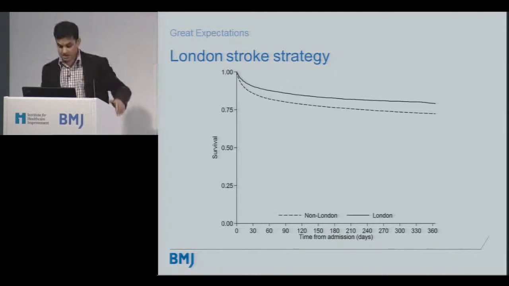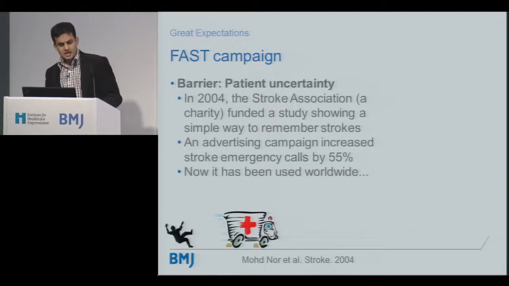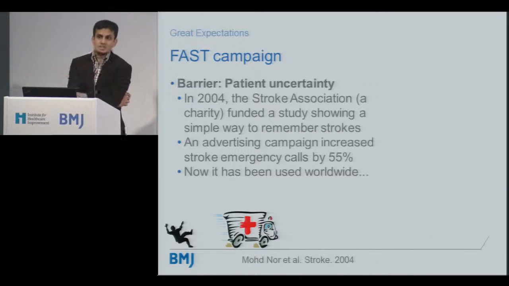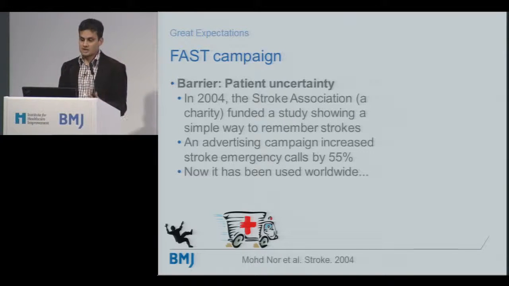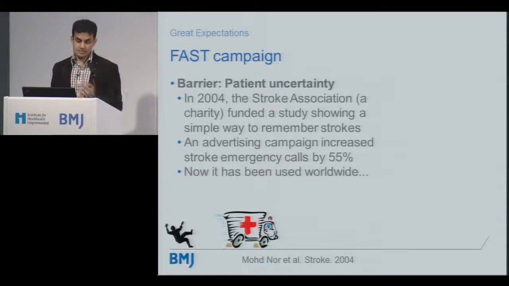And England is the dotted line at the bottom. And the last barrier I want to talk about is right at the beginning. So we saw on the first pyramid that only about a third of patients make it into hospital. So how do we raise public awareness? How do we get patients to know that if they've had a stroke, they need to call an ambulance? It's an emergency. They need to come in.